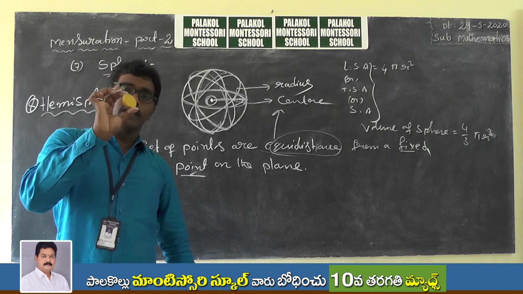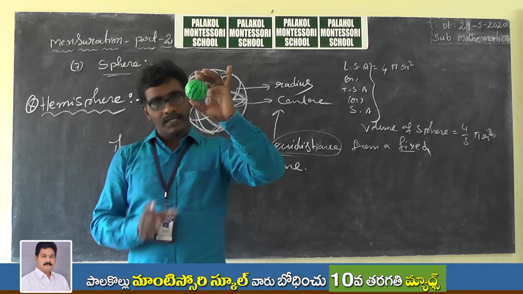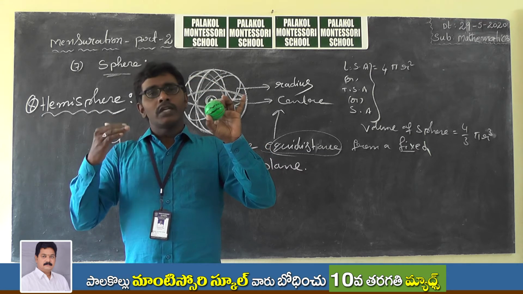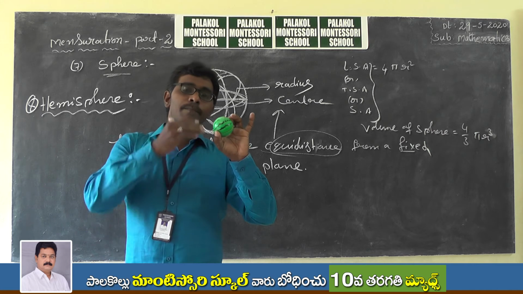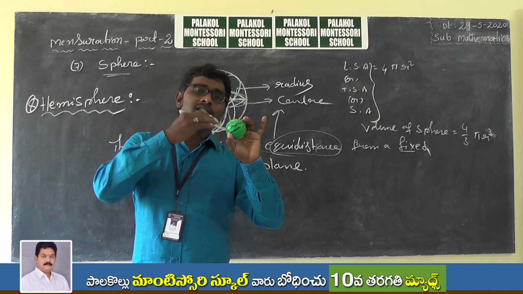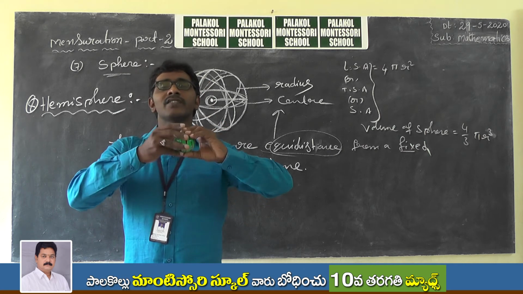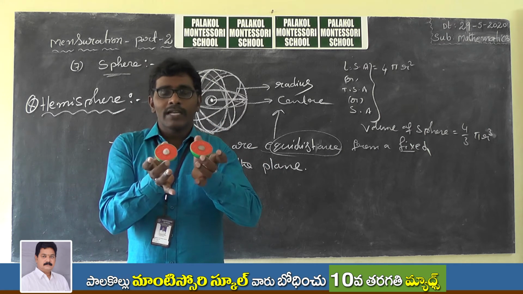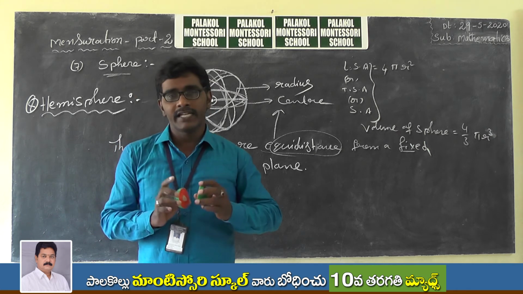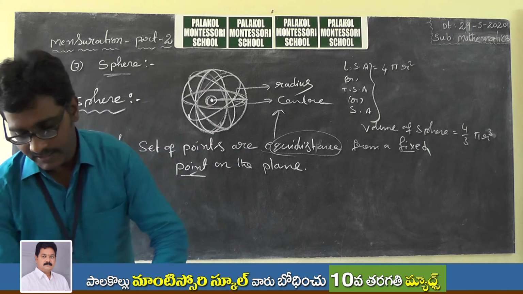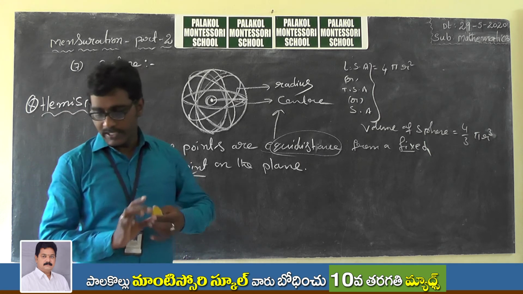This is called a hemisphere. How to define the hemisphere? Just take one sphere. You draw a plane that passes through the center of the sphere. The plane divides the sphere into 2 equal parts. Each part is called a hemisphere, like this one. It is half of the sphere.